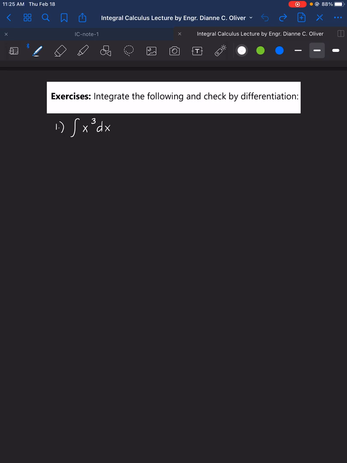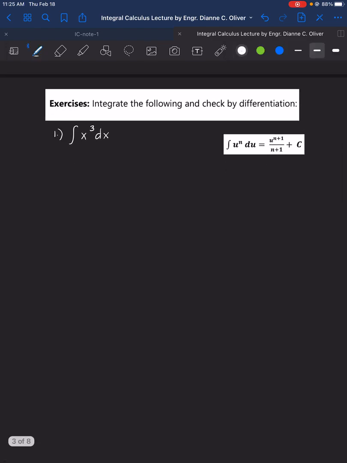Okay. For example number 1, let's apply the formula a while ago. So we have there the integral of u raised to n du is equal to u raised to n plus 1, then all over n plus 1, plus c. Don't forget always the plus c. If your answer is only this part here and you forgot c, then I will mark it wrong. So safe to say, always put plus c on your answer so that you will not forget that there is a plus c on your final answer.